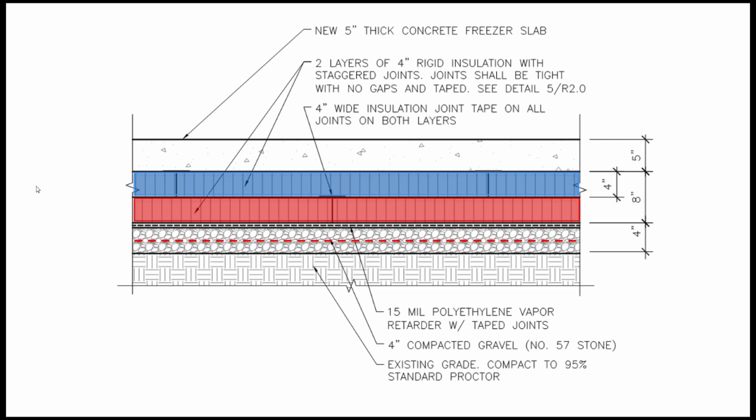So the approach we took here was to try to eliminate 2 of the 3 conditions for sure that caused the frost in the first place. That would be, we want to limit the ability for freezing temperatures to get to the soil. We wanted to remove the sand, the frost susceptible soil, and go back with a 4-inch layer of gravel.